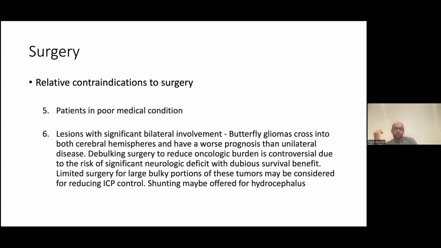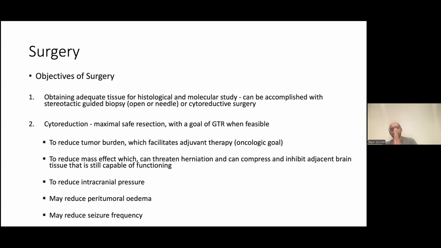Bulk surgery to reduce the oncologic burden is a bit controversial due to the risk of significant neurologic deficit with no proven survival benefit. Limited surgery can be offered for large, bulky portions of the tumors, especially for ICP control, and shunting could be offered for hydrocephalus. So in terms of surgery for GBM, the objectives are, one, to obtain an adequate tissue for histological and molecular study. And this can be accomplished with stereotactic guided biopsy, open or needle, in those patients that don't really meet the criteria for a maximal safe resection or for cytoreductive surgery.